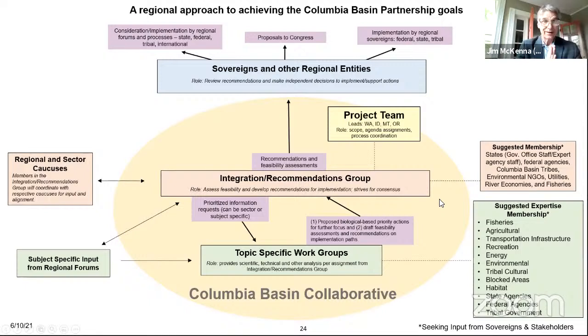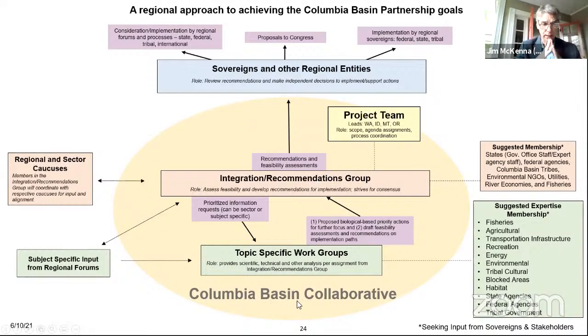So this is a very, very busy slide, and I'm going to walk through it in kind of 4 chunks. The first one I'm going to talk about is what's in this tan oval. That tan oval really does represent the Columbia Basin Collaborative, the framework of the collaborative. I'm then going to step over and talk on the left-hand side, these regional sectors and caucuses. Then I'll talk about what's at the top of the slide, the sovereign and other regional entities, how recommendations will float up to those sovereigns and regional entities and hopefully be propelled into action. And then finally, I'll talk about what's on the right-hand side, the membership and participation on the integration recommendation group and the topic-specific groups.